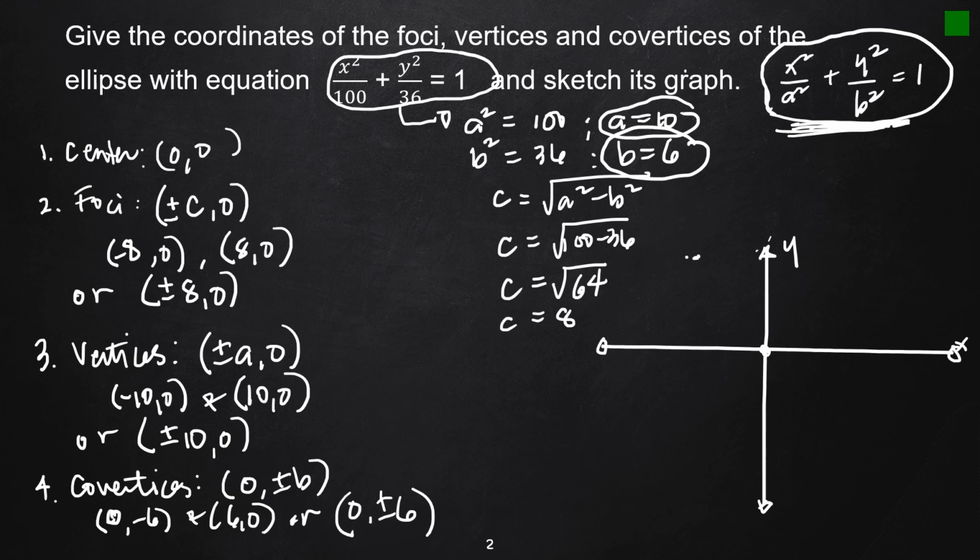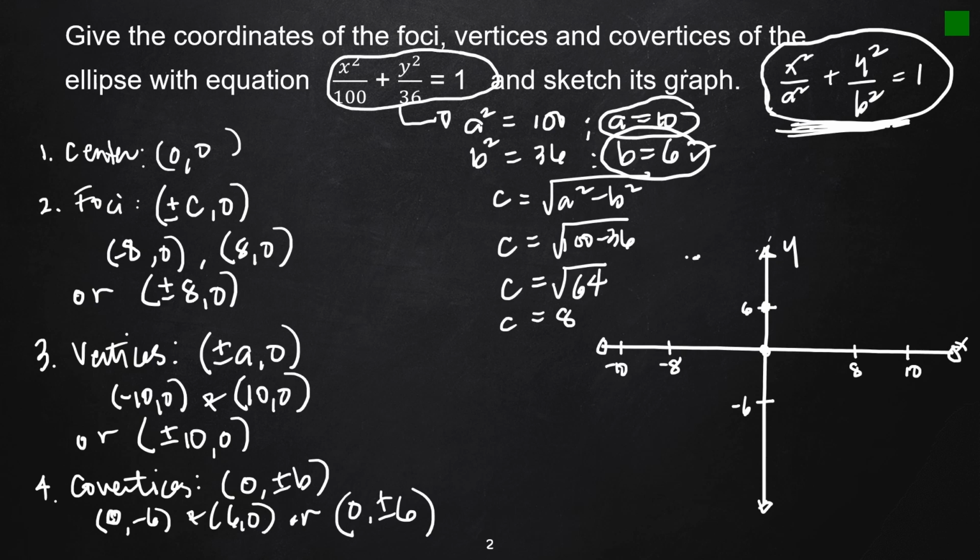The foci are at negative 8, 0 and 8, 0. So if this is negative 8 here, let this be positive 8. And this is negative 10, so this could be positive 10 here. And this will be 6, and this is negative 6. So when we graph this, our b is 6, it's already here.